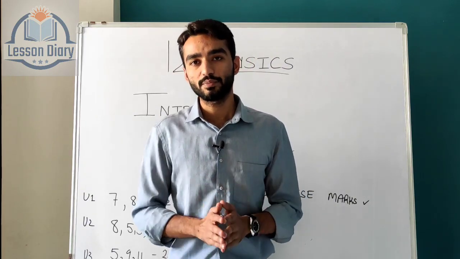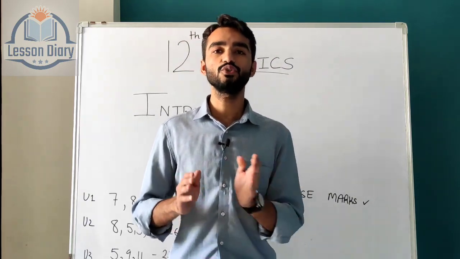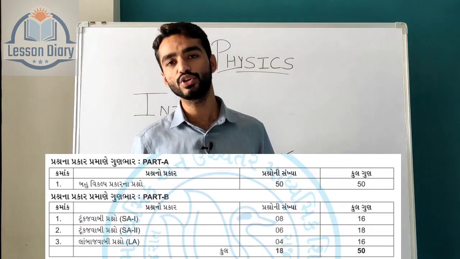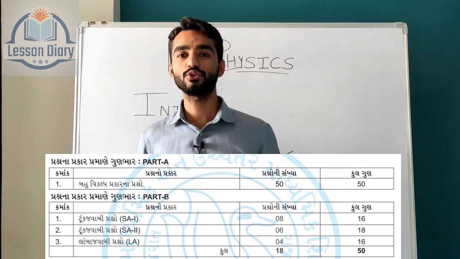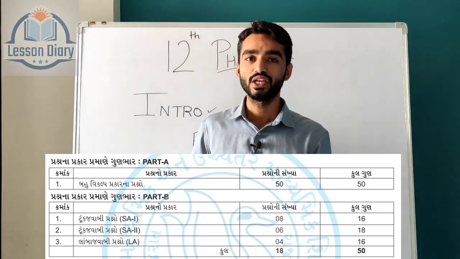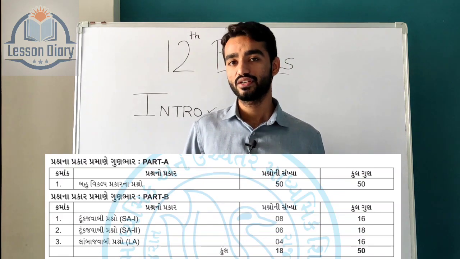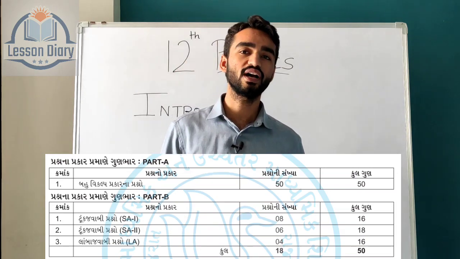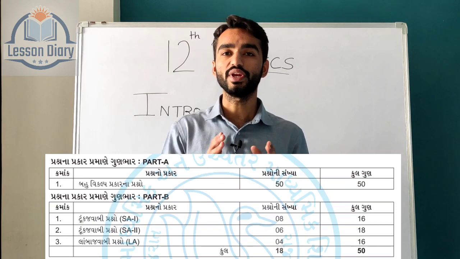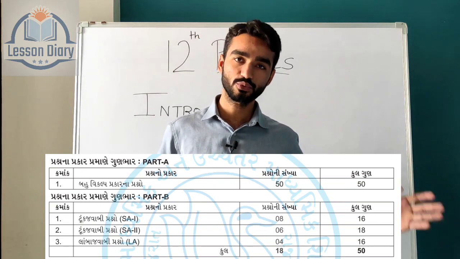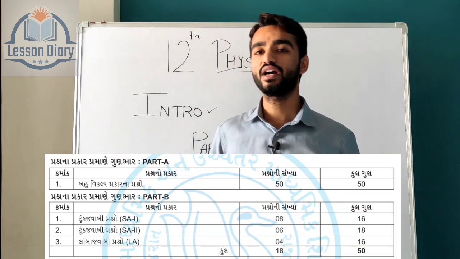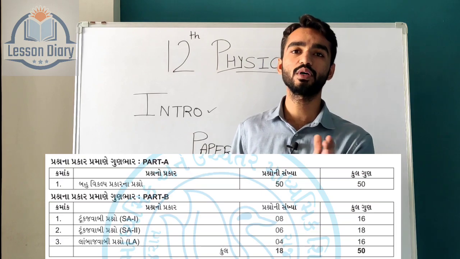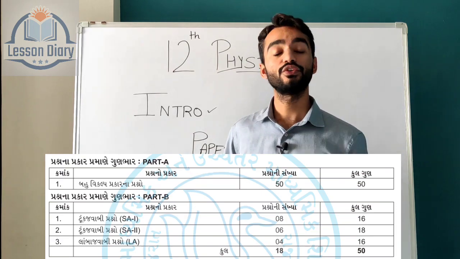As per the latest paper style, there are 50 marks of MCQs and 50 marks of part B. Part A is going to have 50 marks of MCQ questions, in which there are 1 mark MCQs having 4 options. And in part B, you will have 3 sections. The first section will cover 8 questions of 2 marks, 6 questions of 3 marks and 4 questions of 4 marks. So 8 questions of 2 marks will sum up to 16 marks, 6 questions of 3 marks will sum up to 18 marks, and 4 questions of 4 marks will sum up to 16 marks, and overall it will give you 50 marks in part B.